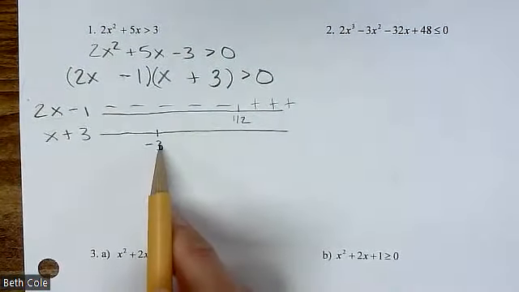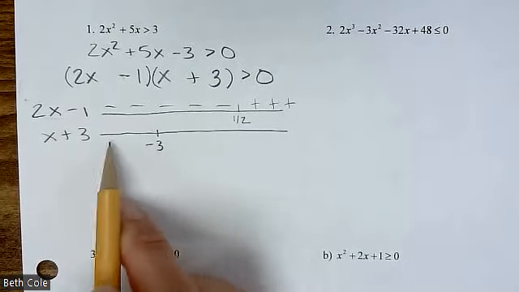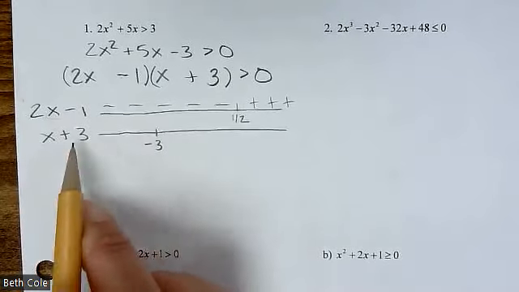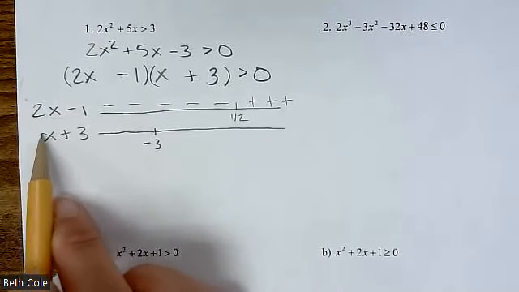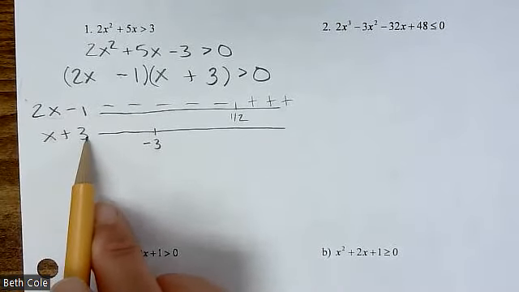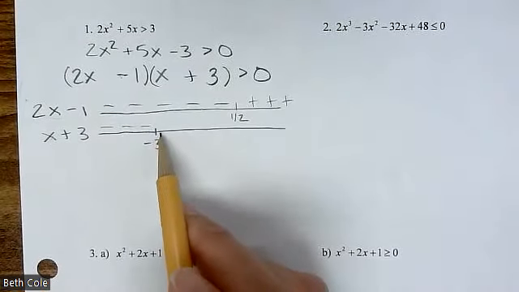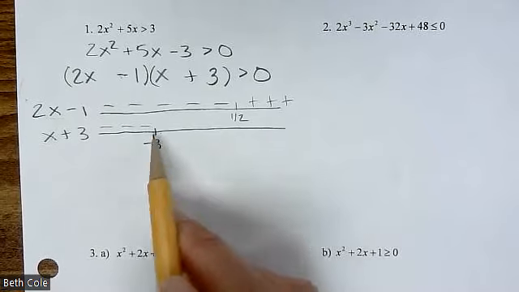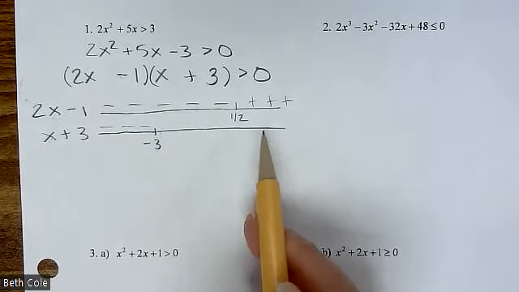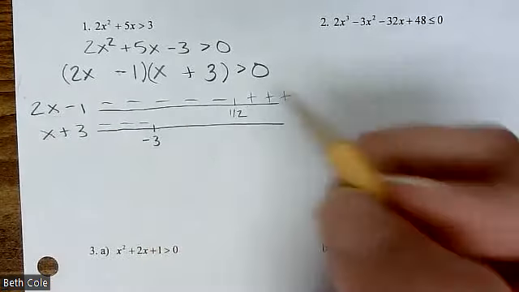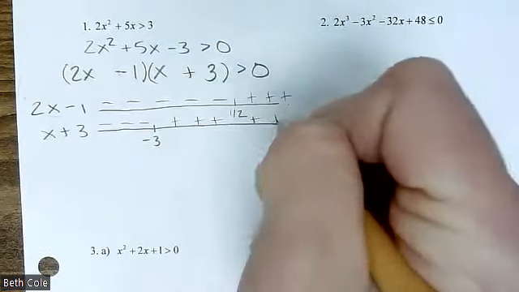Now we're going to do the same thing here. Can you give me a number smaller than -3? -4. If you plug -4 in for x right here, -4 plus 3 is negative. Can you give me a number bigger than -3? 0. If you can pick 0 or 1, pick that, okay? If you plug in 0, 0 plus 3, positive.